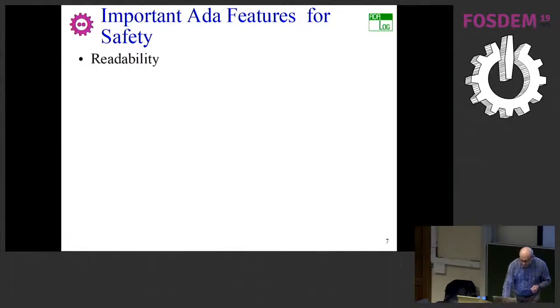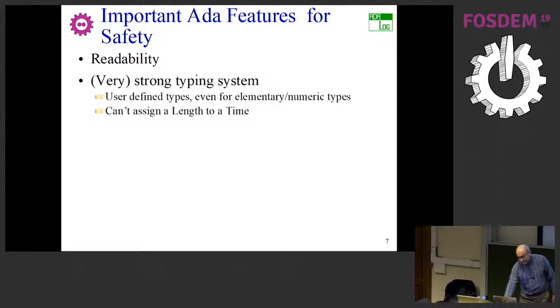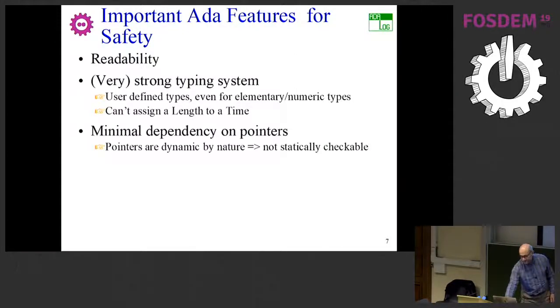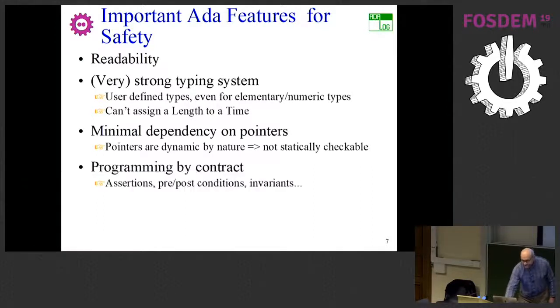So I'll repeat for those who were not there this morning some features of ADA that are important as far as safety is concerned. Readability, the very strong typing system that does not allow you to do something that makes no sense, like assigning a length to a time. Very little use of pointers. There are many things that require pointers in other languages that do not require pointers in ADA. That's a relief. And programming by contract, so I'll give you some examples where you can add conditions that are checkable at runtime.